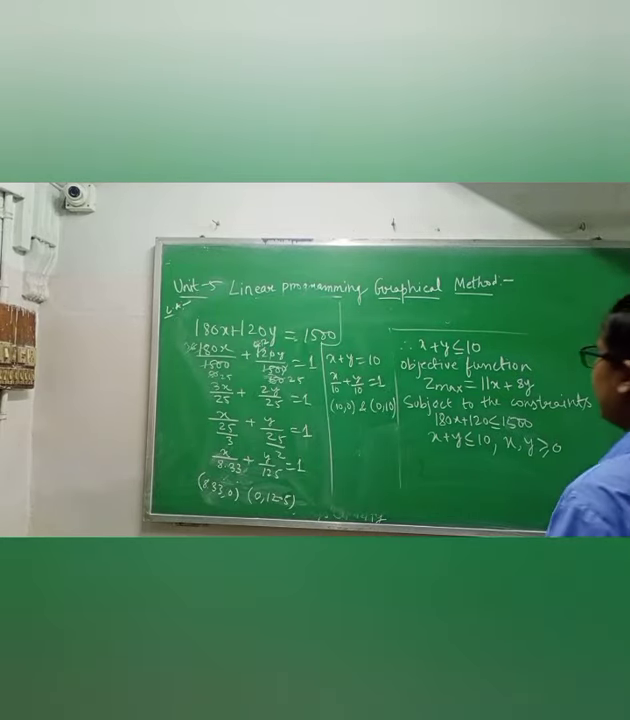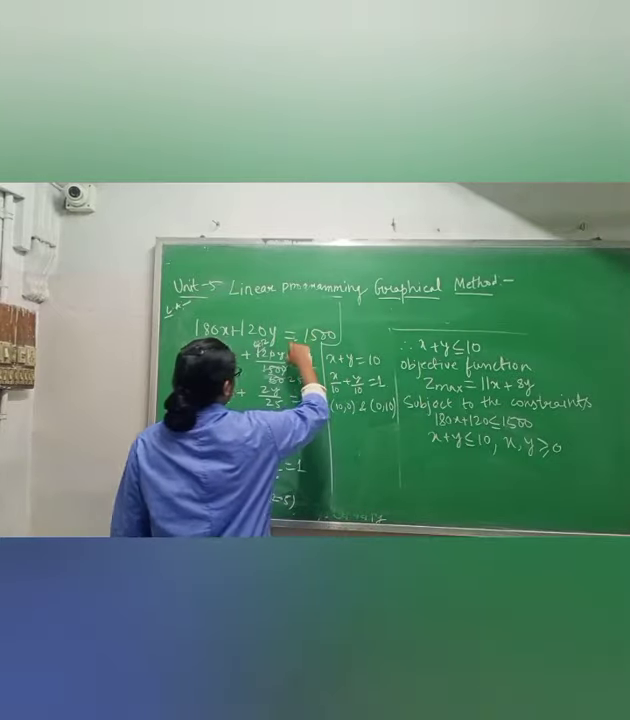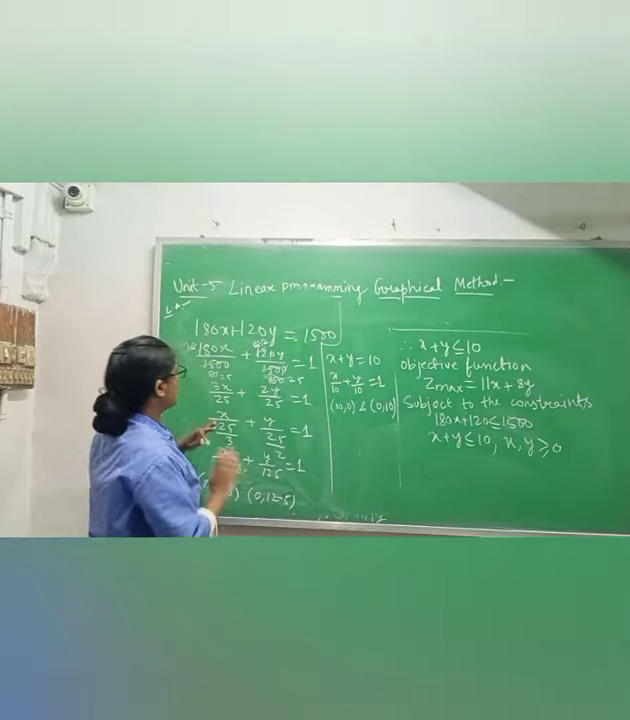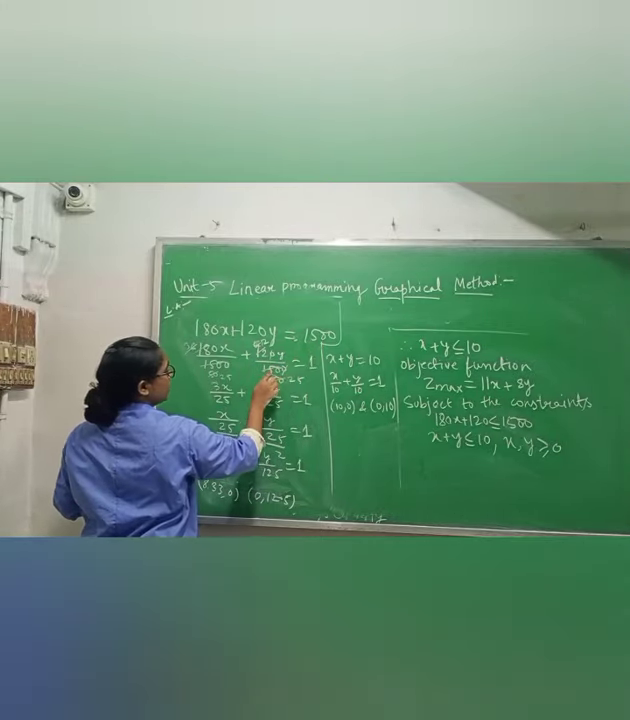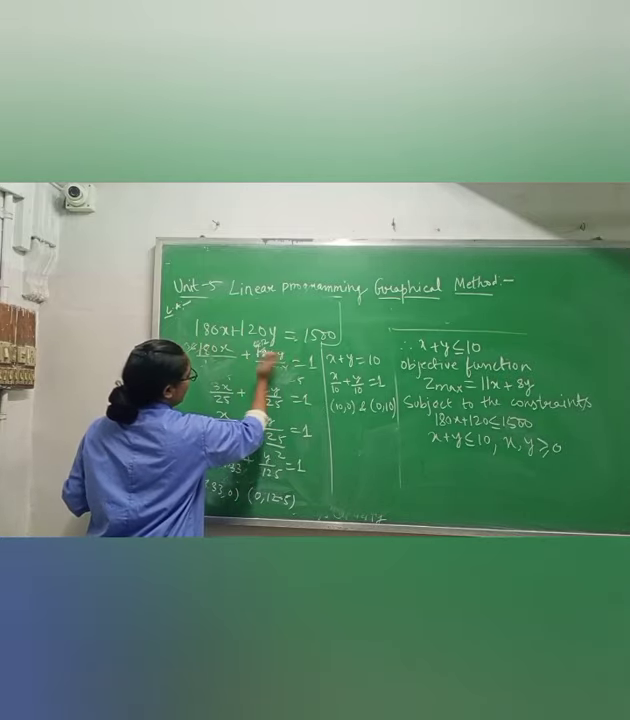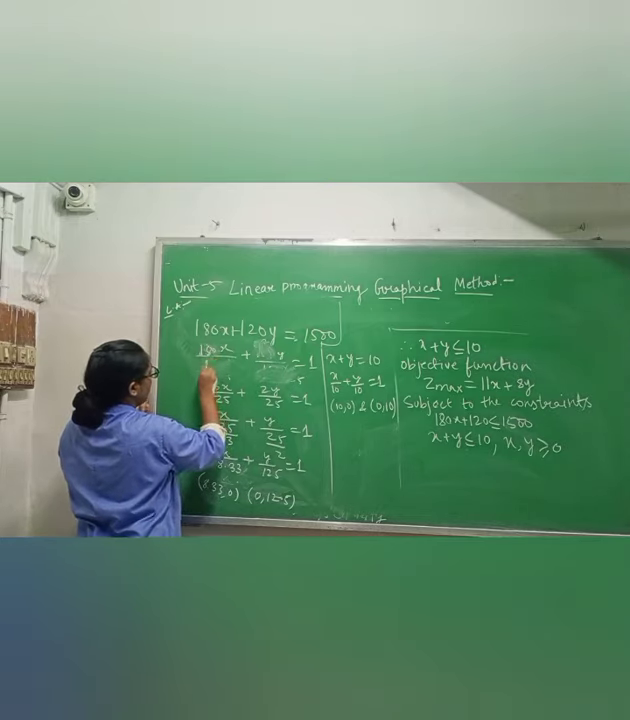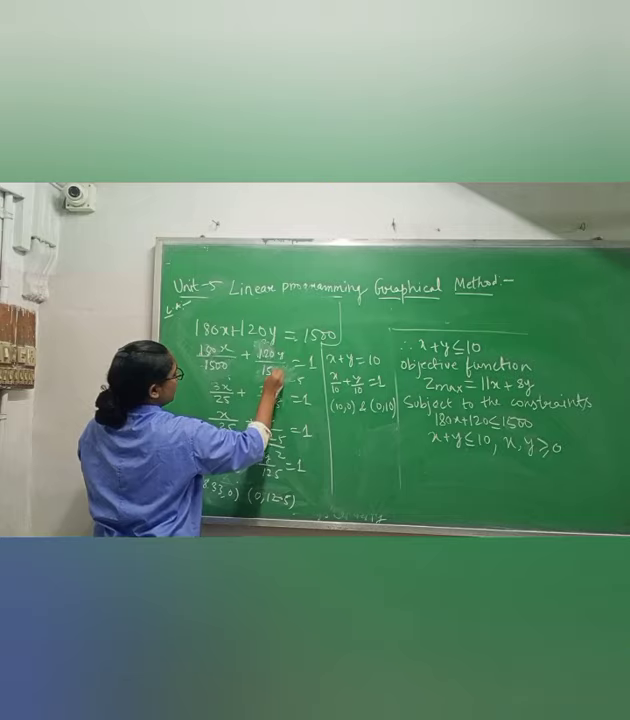Now class 12, see, I am taking the two inequalities as linear equations, which means I am just removing the inequality sign. Now what is the process? The 1,500 will come down. When you cancel, I have 180 over 1,500 here, and here 120 over 1,500.